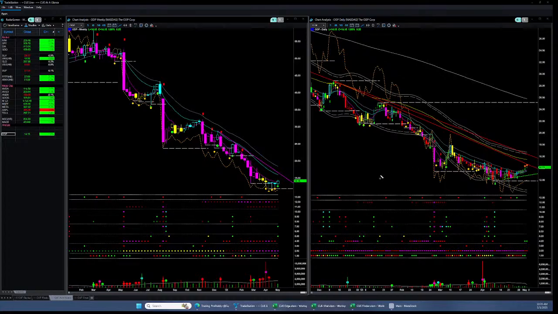This was a bottom fishing opportunity, and as you can see again with a live example, I always share trades or analysis before knowing the results. This also worked again. Disciplined entry, disciplined exit.